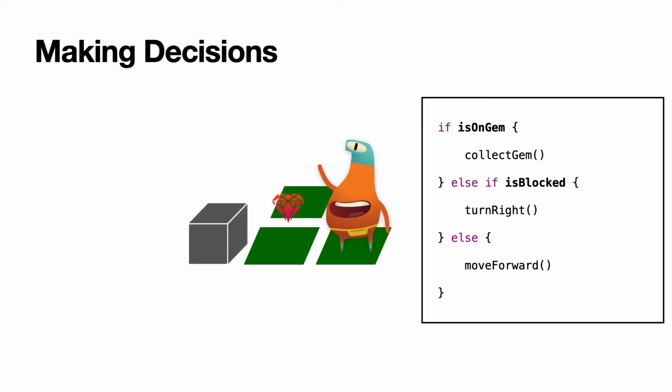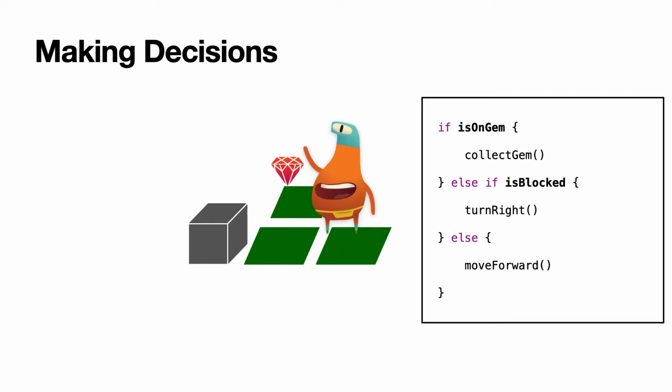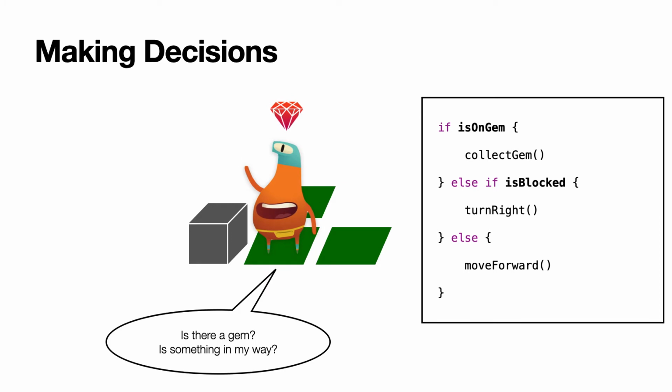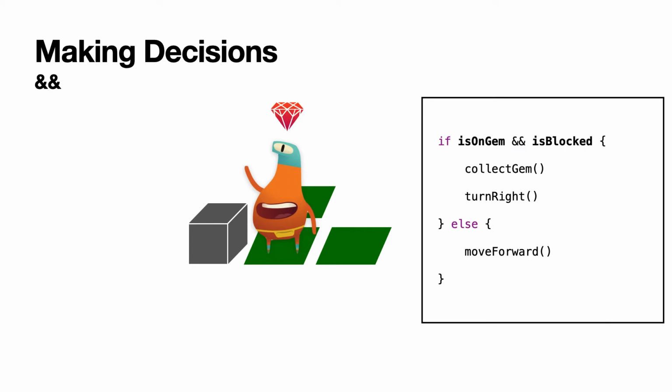For each time we stop on a new block, we ask ourselves those questions. Am I on a gem? Is something in the way? When our code runs, we check to see if we're on a gem. We are, so we run the code in that block and collect our gem. But then we jump out once we collect our gem. In this case, we also want to turn right. So we want to make sure we cover cases where we're on a gem and we also can't move forward.